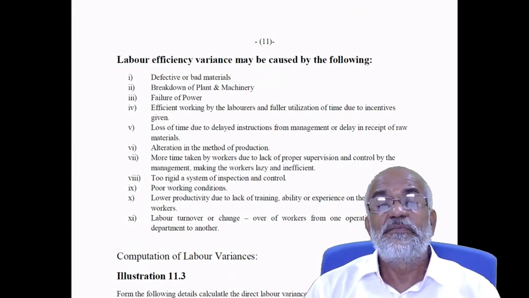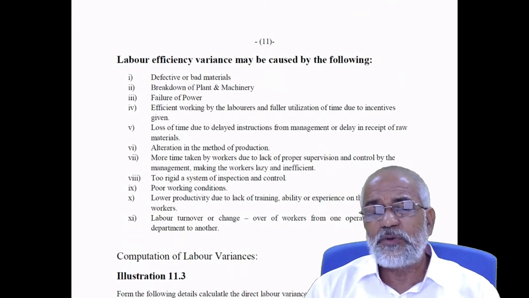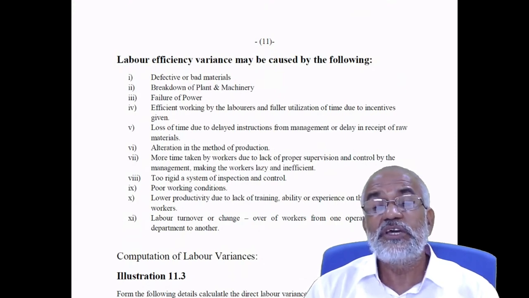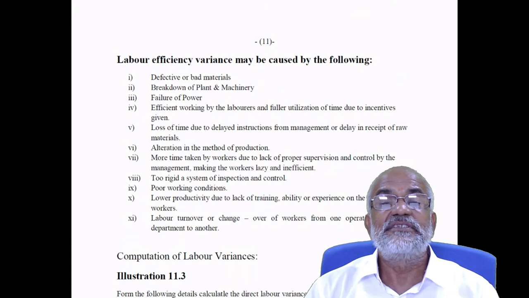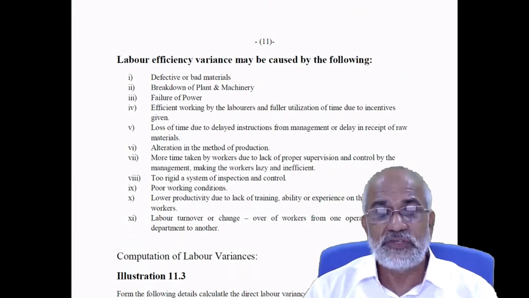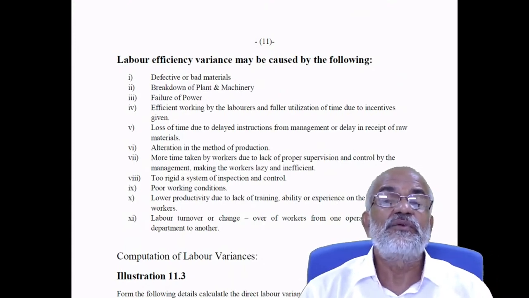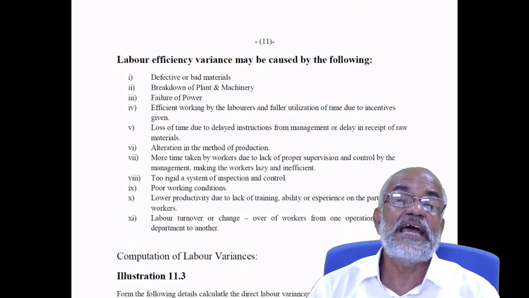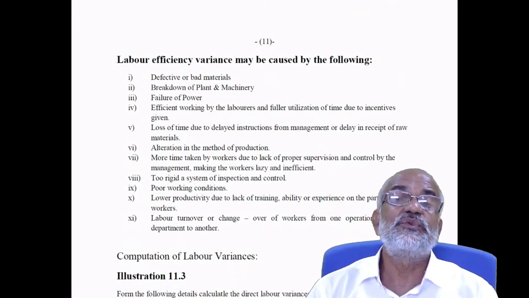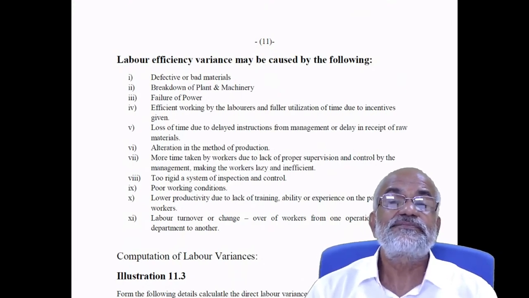The next reason is alteration in the method of production. When there is a change of production from one product to the other, there may be a time lag between one production and the other, and on account of that, there may be wastage of labor due to idle time, and this will also result in the labor efficiency variance.